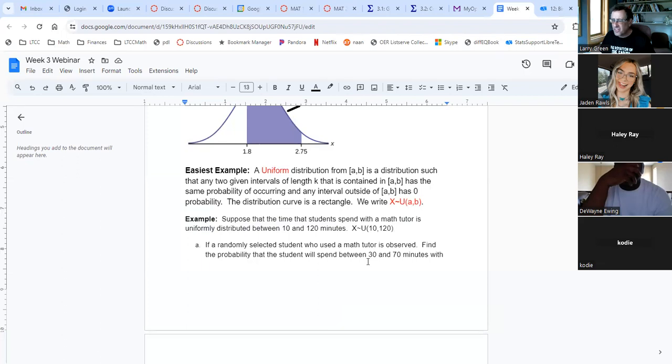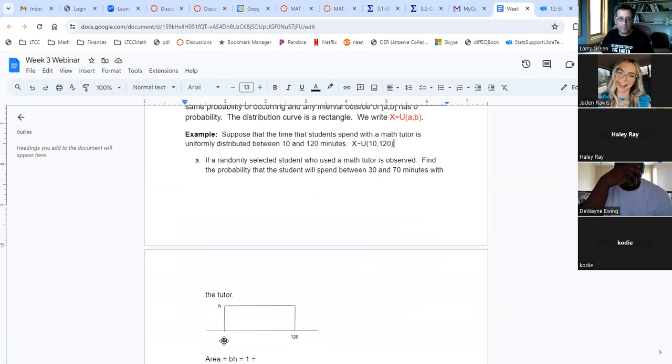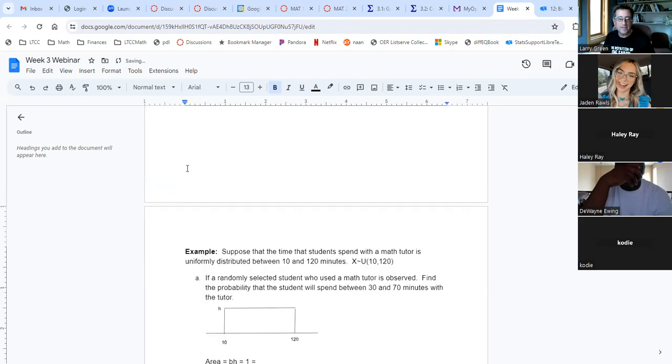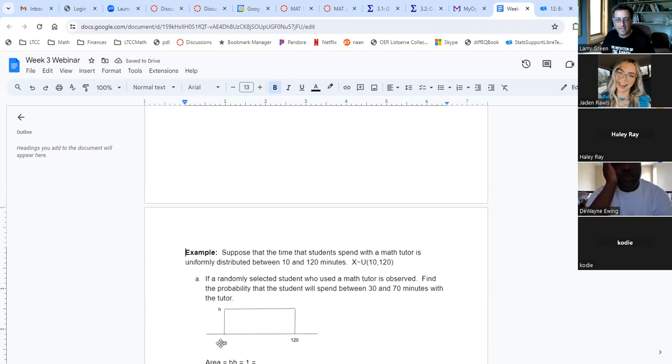All right, so the first thing you want to do is draw a picture. So here is the picture. We know that it's uniformly distributed between 10 and 120. So on the x-axis, I'm going to put 10 and 120. We know that we have a rectangle because when you have a uniform distribution, the shape is a rectangle. I'm going to use the letter H for height.